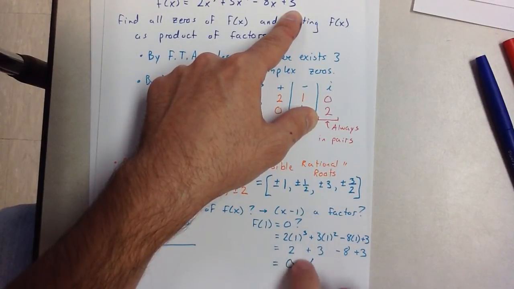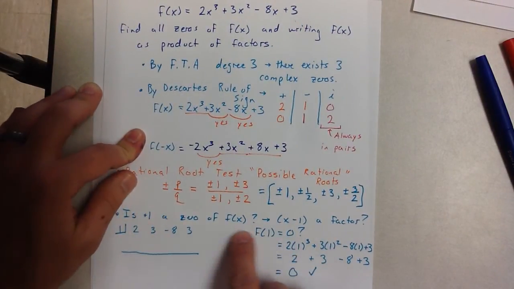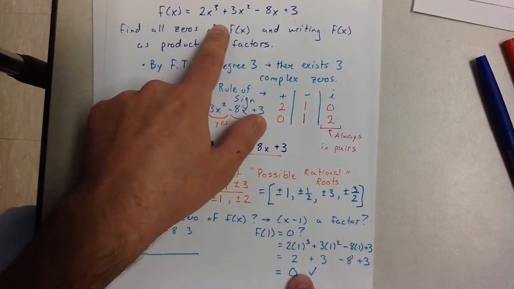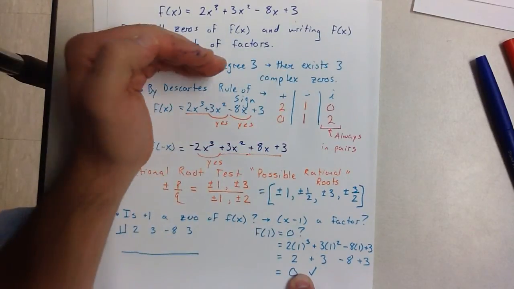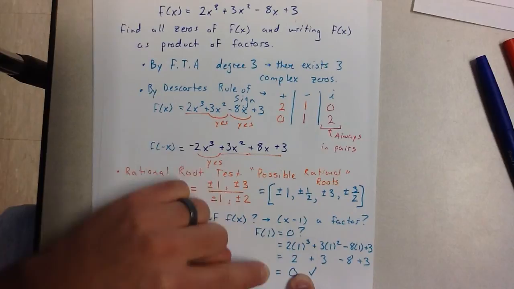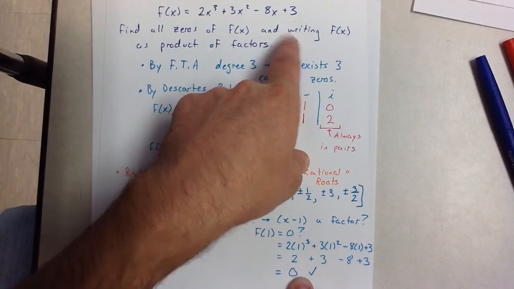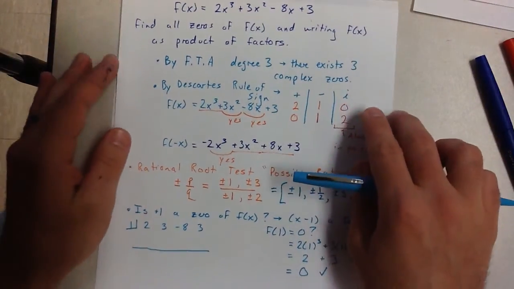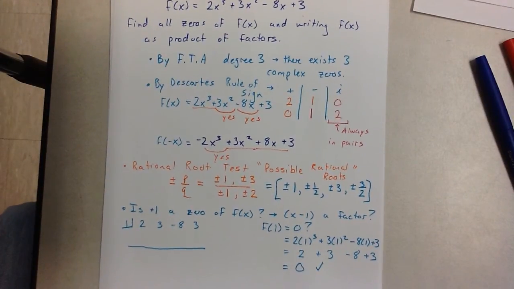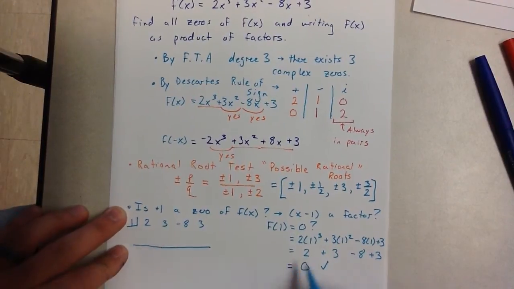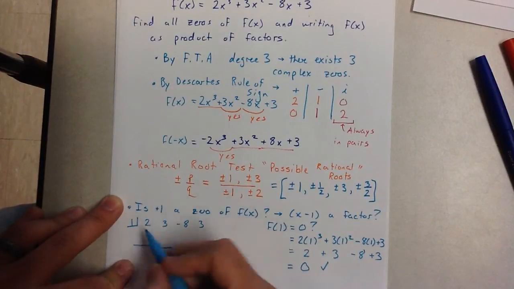In the future, when we are checking if 1 is a 0, we can look at the coefficients of our function, add them together, and see if we get 0. That is essentially what we were doing right here. So I would say 2 plus 3 minus 8 plus 3, and we would see if we get 0. If you do, then 1 is a 0. So we know we're going to get 0 over here, so let's go through synthetic division.